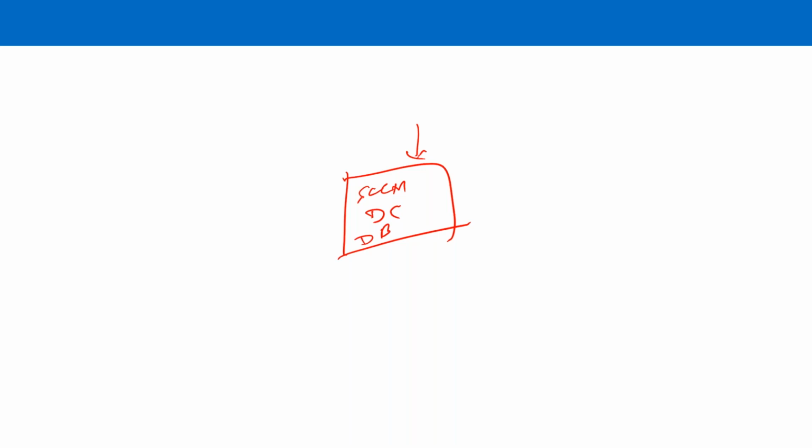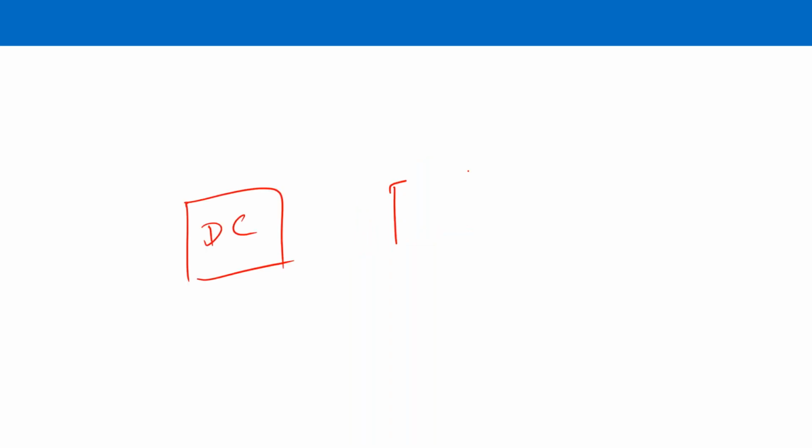Normally in production there are two types of architecture. This will never be the deployment. We will never install DC and SCCM together. We will always have either DC, SCCM, and database on three different servers, or DC and SCCM plus DB. So Microsoft recommends both of these.